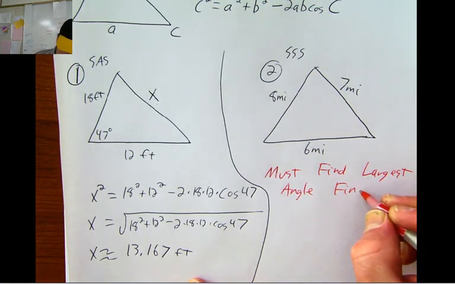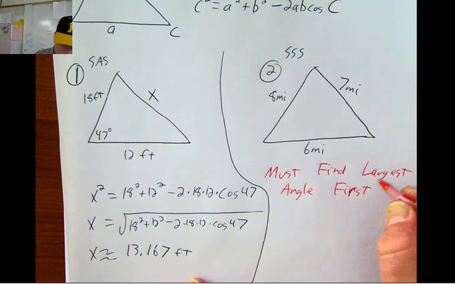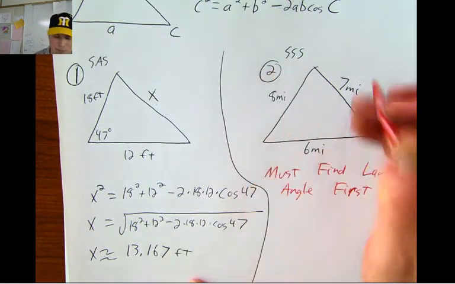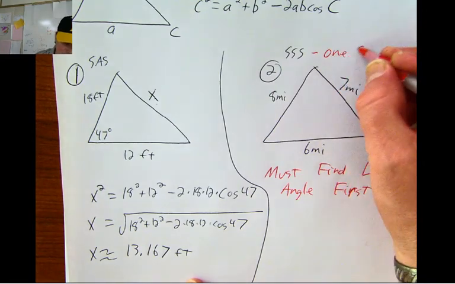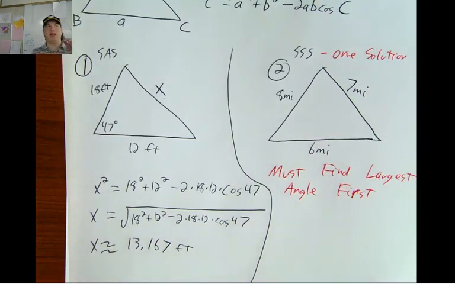The reason is that if you find the reason, side, side, side, because it's side, side, side, it means there's only one solution. Now this triangle might be an acute triangle, or it might be an obtuse triangle.